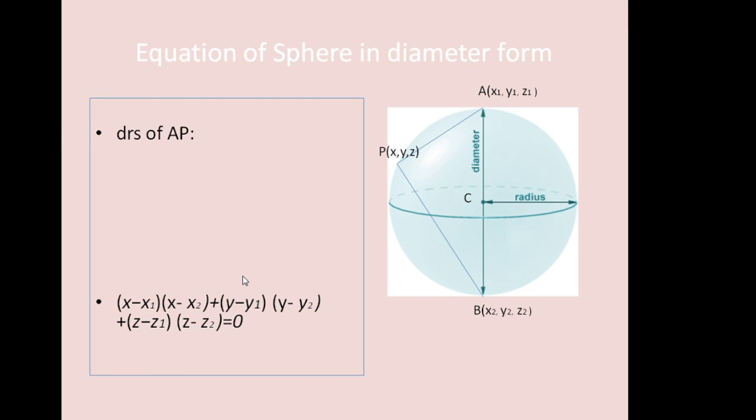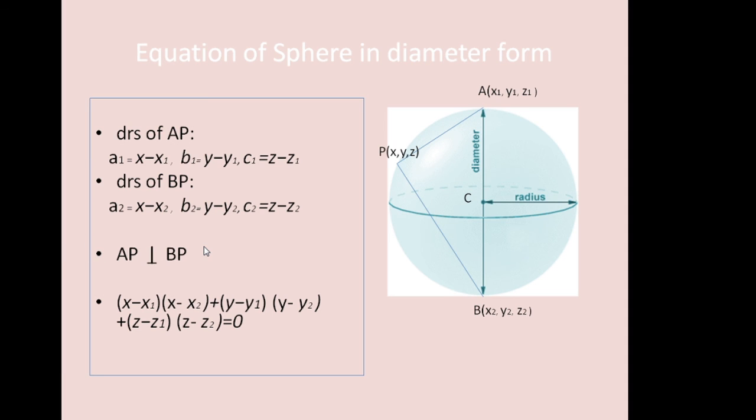To obtain this form, first we consider the DRs of AP, and those DRs are a1 equals x minus x1, b1 equals y minus y1, c1 equals z minus z1. That is, we have to take the difference between the corresponding coordinates of the points. Similarly, find the DRs of the line BP, and those DRs are a2 equals x minus x2, b2 equals y minus y2, and c2 equals z minus z2.